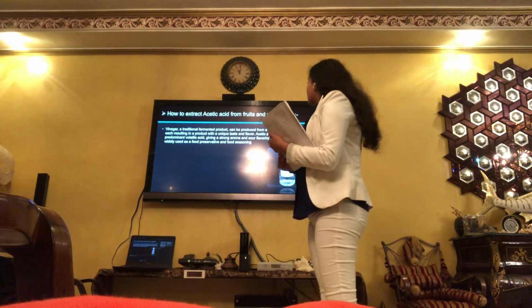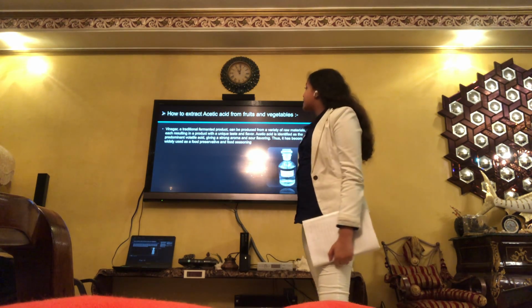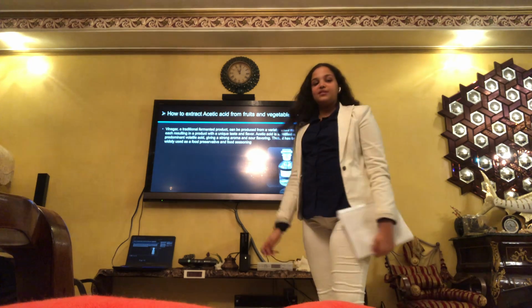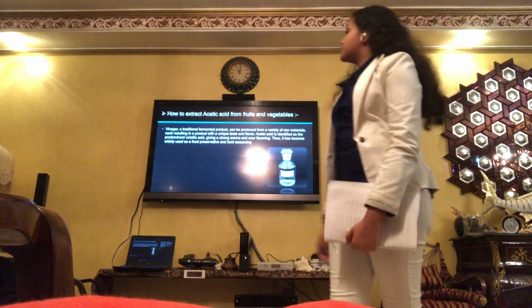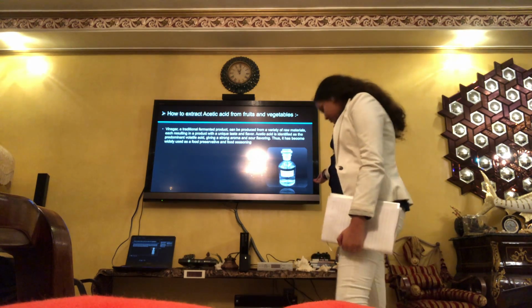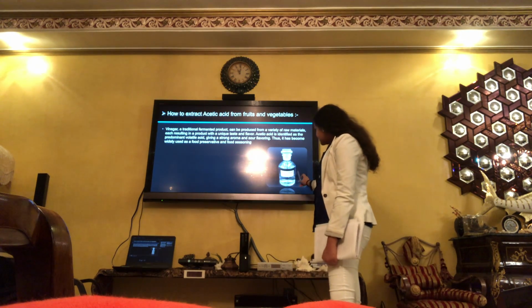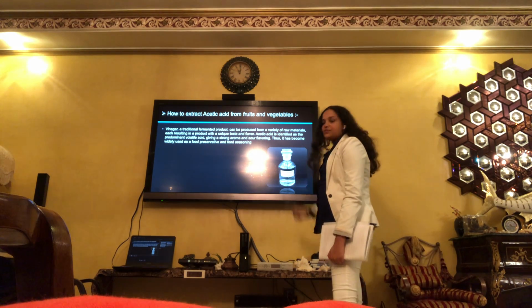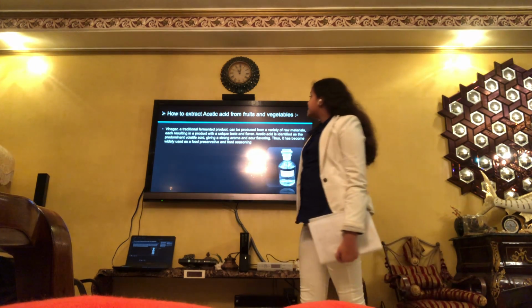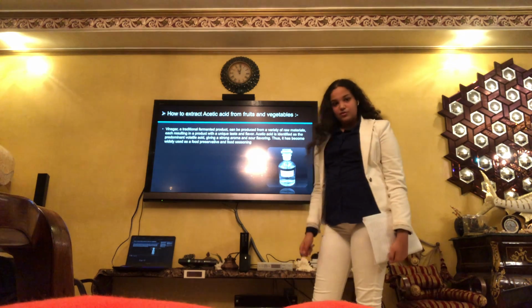Now we will see how to extract acetic acid from fruits and vegetables. Now we're going to talk about the second acid that we will be using today. This is its shape, glacial acetic acid, as you see. How to extract acetic acid from fruits and vegetables. Let's see how.